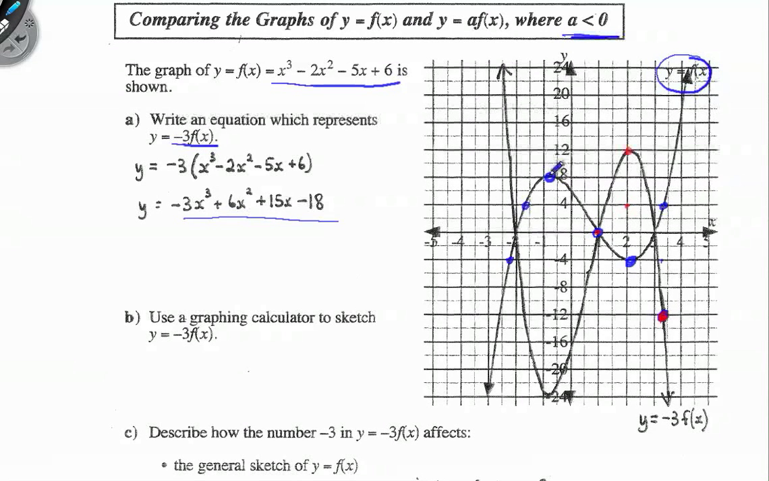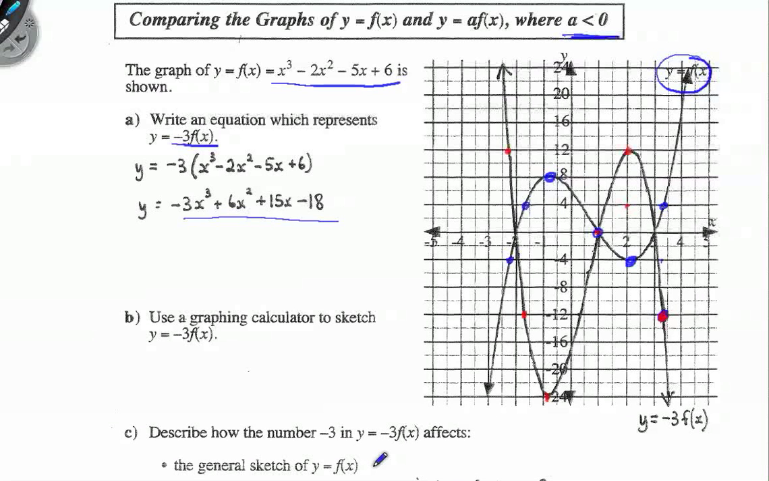This point is at 8, so we go down to basically negative 8 in the reflection in the x-axis, which then gets multiplied by 3, ending up at 24. Our next point in the curve is at positive 4, gets reflected to negative 4, and then multiplied to negative 12. Last point that we chose was at negative 4, gets transferred over to positive 4, and then multiplied to end up at positive 12. So you can see how we can sketch this new graph with the red dots on it. You can verify that with your graphing calculator and describe how the number negative 3 affects the original function.